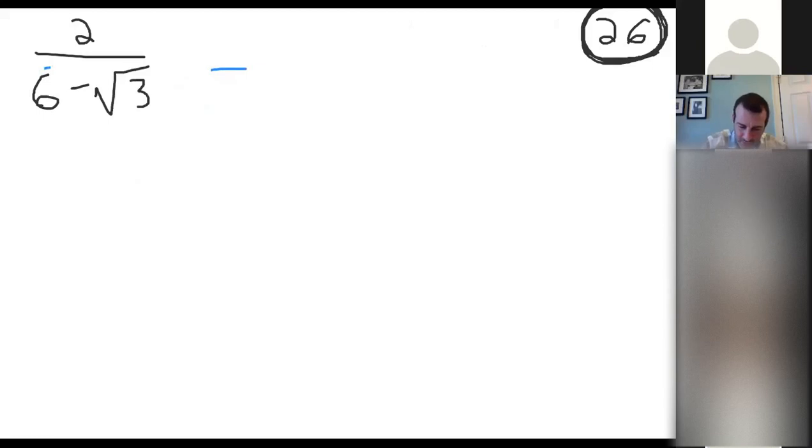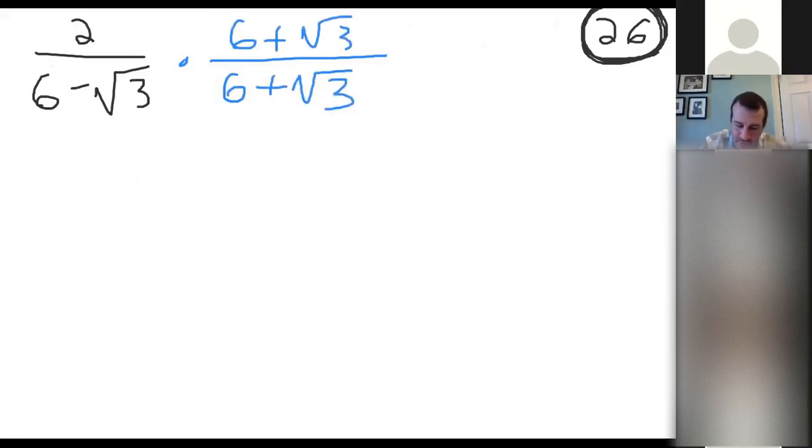All right, so we're going to multiply times the conjugate on the top and the bottom. Now, this is 6 minus the square root of 3, so what would the conjugate be? 6 plus square root of 3. Exactly, 6 plus the square root of 3. I'm going to multiply the numerator and denominator. That's how you keep it the same. You do the top and the bottom by the same thing. Now in the numerator, it's just 2 times 6 plus square root of 3.